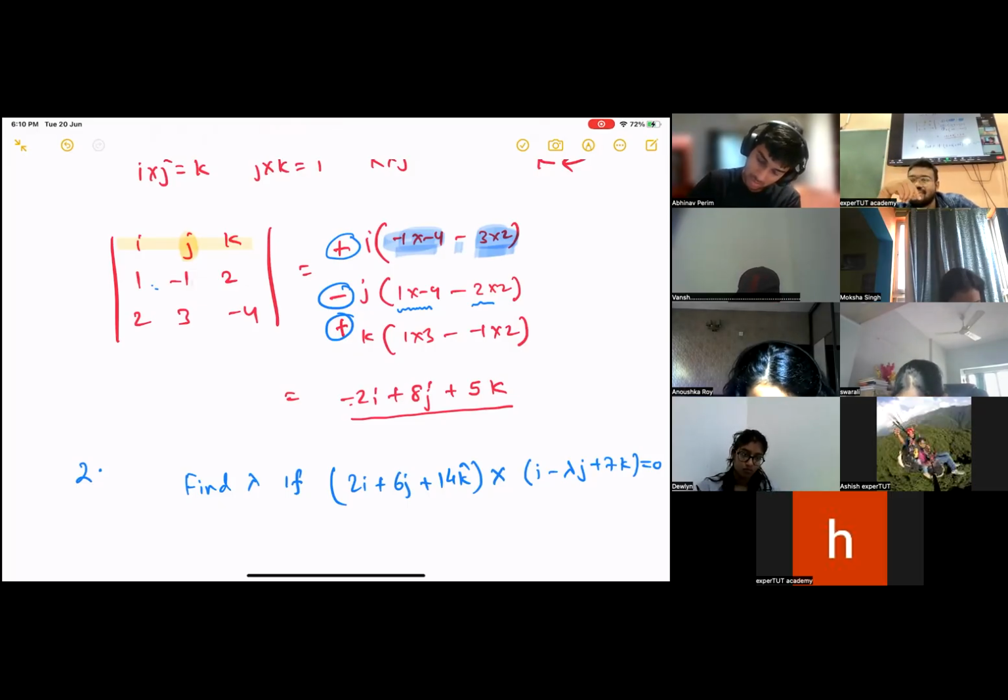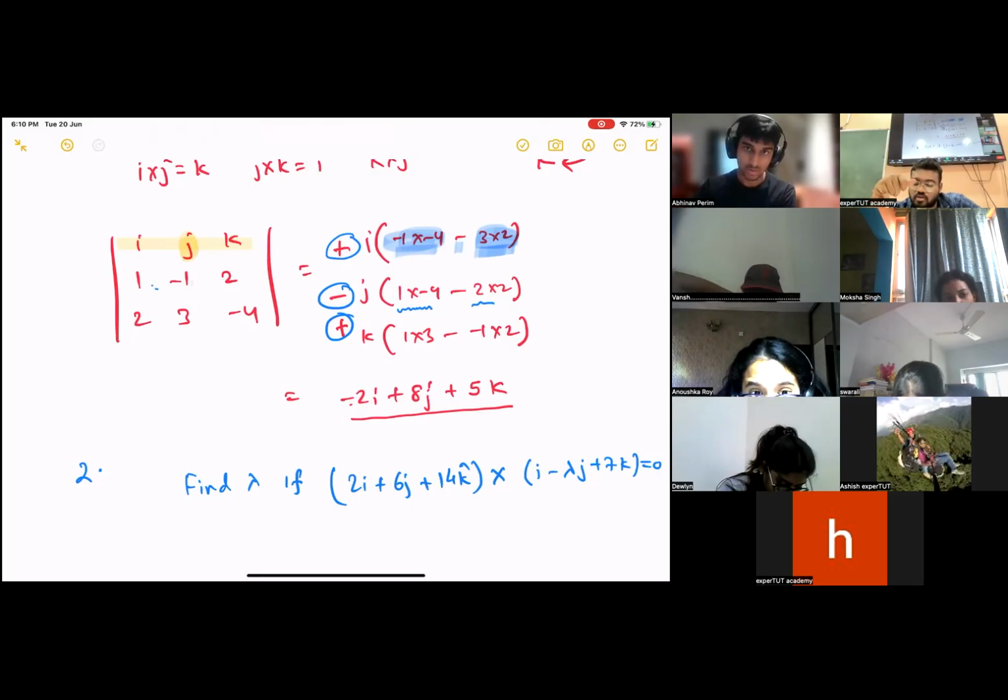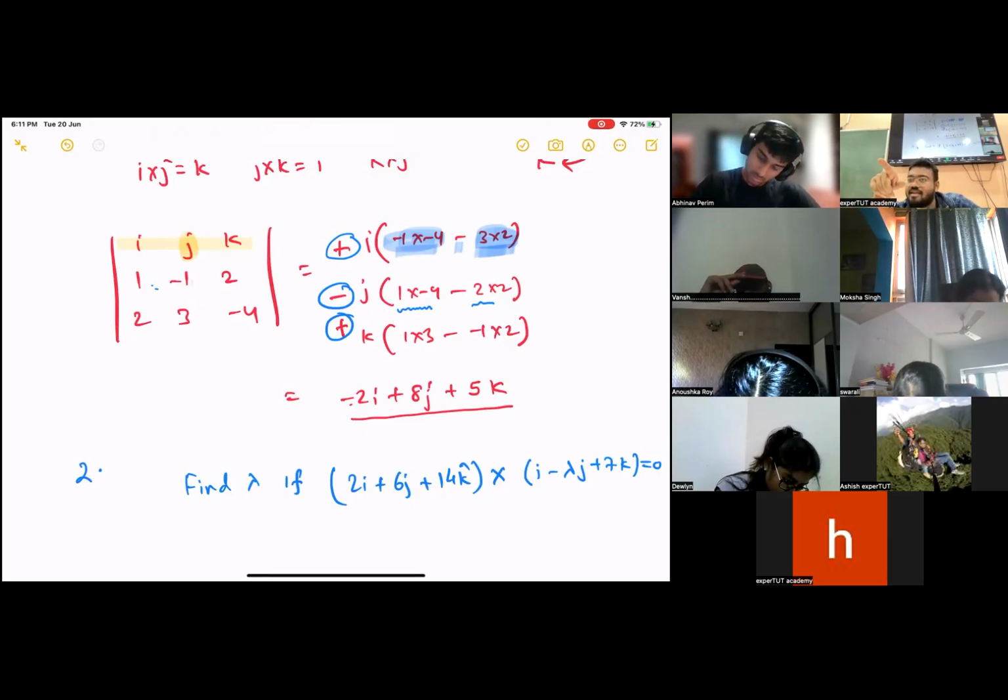Or you can do the other way. Method 1 is very simple. If the cross product is 0, what does this mean? Same direction. That means the first vector and the second vector are parallel. You can see that when you multiply 2 into the second vector you get the first vector. The i component is 2, and 7 becomes 14, so lambda should be minus 3.